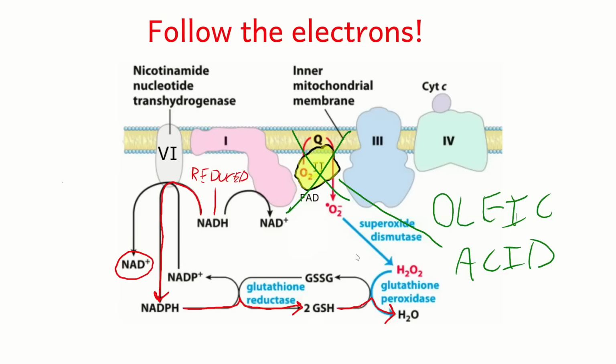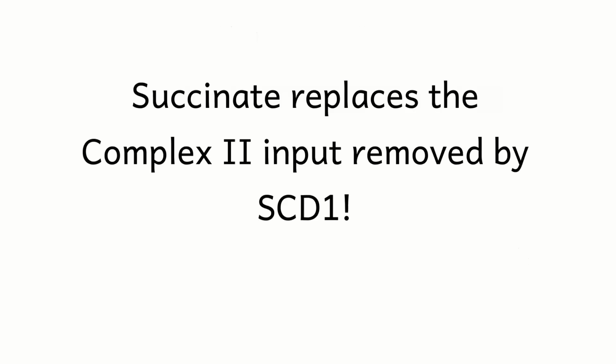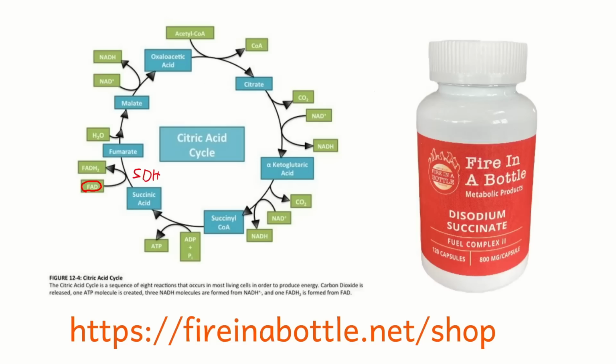And oleic acid, the difference between unsaturated fats and saturated fats is that unsaturated fats have less input at complex 2, less input at succinate dehydrogenase. And so oleic acid doesn't have as many inputs here. That means there's not as much hydrogen peroxide produced. And if there's not enough hydrogen peroxide, there's nowhere for the electrons from NADH to go, because ultimately these electrons flow back to reduce hydrogen peroxide. And so succinate, that succinate dehydrogenase, complex 2, replaces the complex 2 inputs that are removed by SCD1 when it converts your saturated fats to oleic acid.